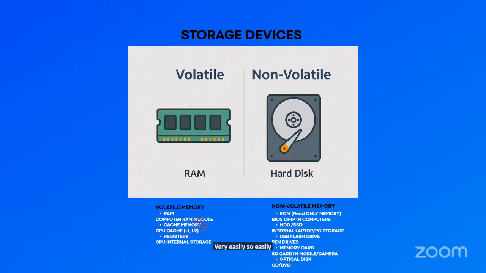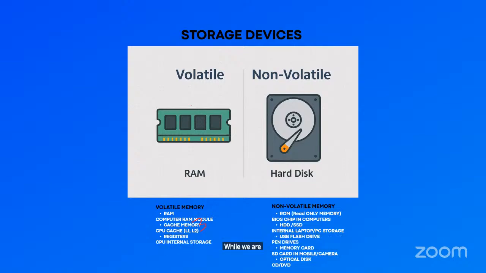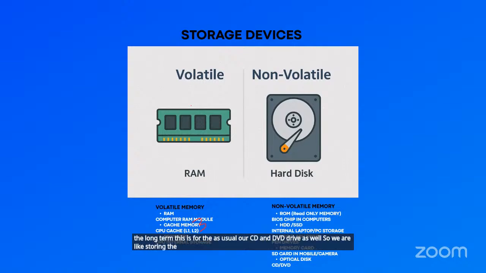So that is the usage of this BIOS. And the internal PC storages. We already discussed the hard disk and hard drive and all. After that, the SD card. We are using the memory chips and all. That is in non-volatile devices. While we are storing the songs and music and all, it will store for the long term. This is, as usual, our CD and DVD drive as well. So we are storing more and more data on that particular CD. So it will never be deleted.